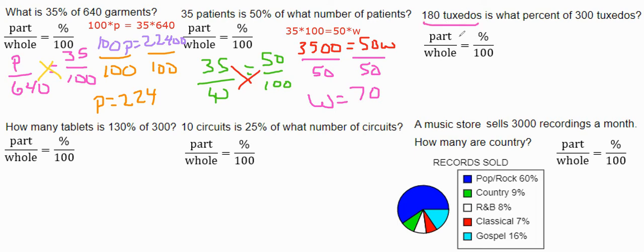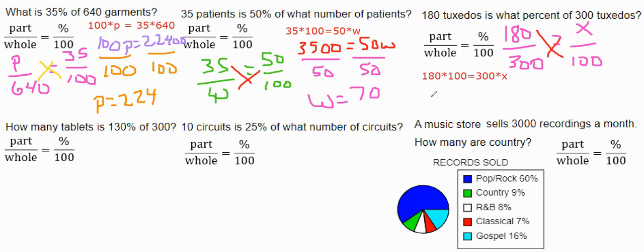For this one, 180 is the part, so we're going to have 180 over 300, and I'm going to use x for the percent instead of the symbol, so we don't get confused there. So equals x over 100, and then we're going to cross multiply and divide. So 180 times 100 is 18,000, and that's going to equal 300x. And then we're going to divide both sides by 300, and we get x being 60%, and that does make sense. 180 is 60% of 300.